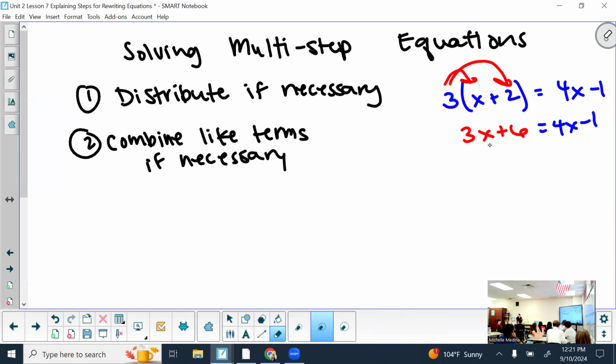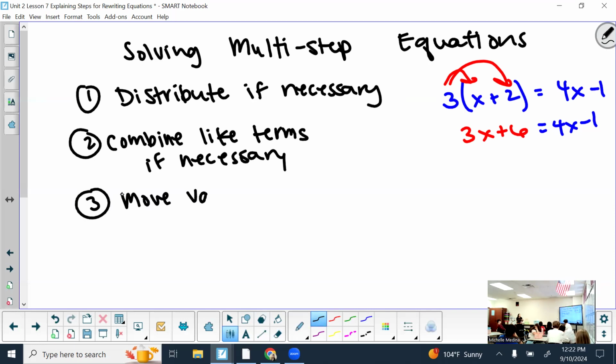Do we know what it means for it to be like terms or not? It has the same variable to the same exponent. That kind of part you might not need to care about right now, but this has a variable, this one does not. These are not like terms. On the right side, are these like terms? They are not like terms. So I don't need to combine like terms in this one. I can move on to the next step, which is to move the variable to one side.